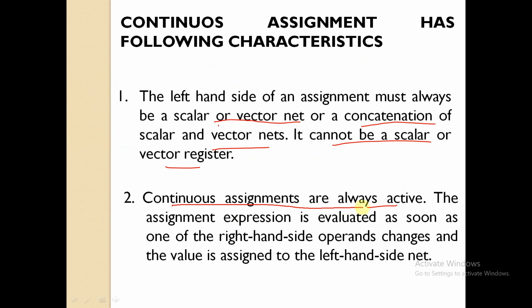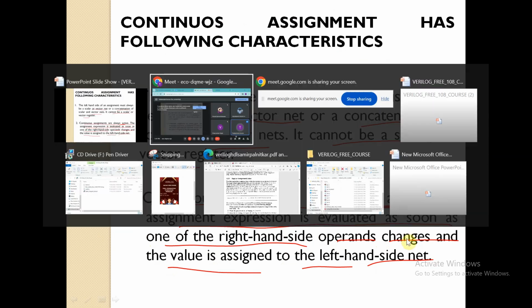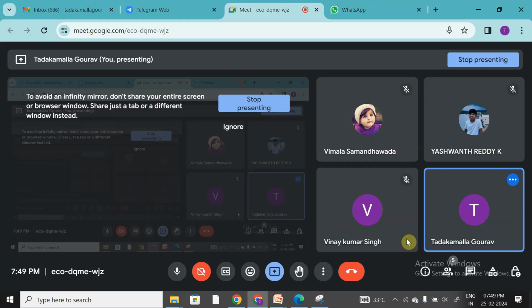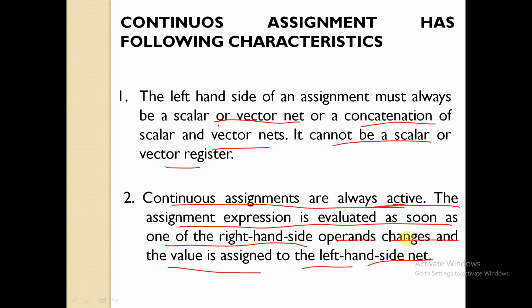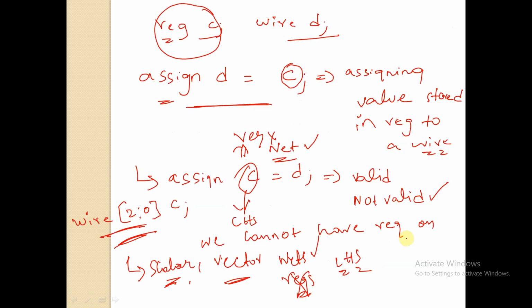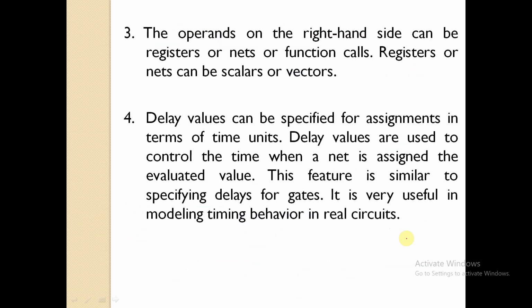So continuous assignments are always active. The assignment expression is evaluated as soon as one of the right hand side operands changes and the value is assigned to the left hand side net. So is this clear for everyone? Is this clear, right? Can we move forward? Yes, yes.